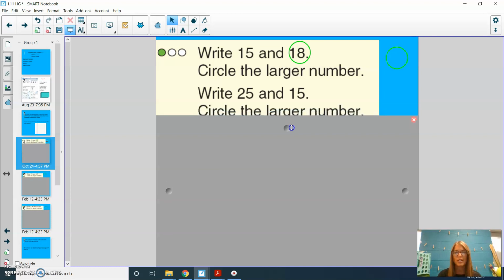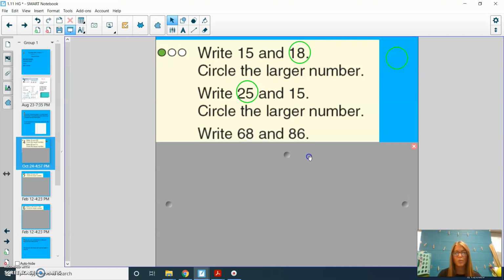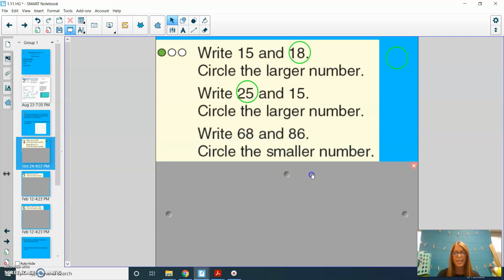Then will you write down 25 and 15? And again, circle the larger number. You should have circled 25. Will you write 68 and 86? But this time, will you circle the smaller number? You should have circled 68 because 68 is smaller than 86.